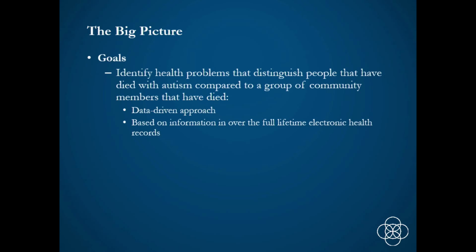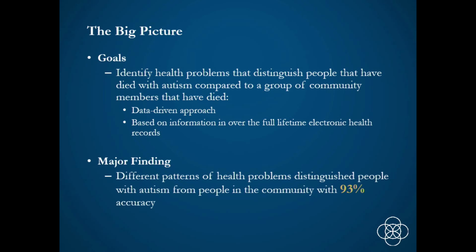So the big picture of this study is that our goals were to identify health problems that would distinguish people who have died. So this was a study of people who had died at the Marshfield Clinic compared to a group of community members who had also died. And we wanted to use a data-driven approach to help figure out differences based on their electronic health records. The major finding of this study is that we were able to find that autistic people do have very, very different patterns of health problems. And I'll talk a little bit more about that in a little bit.